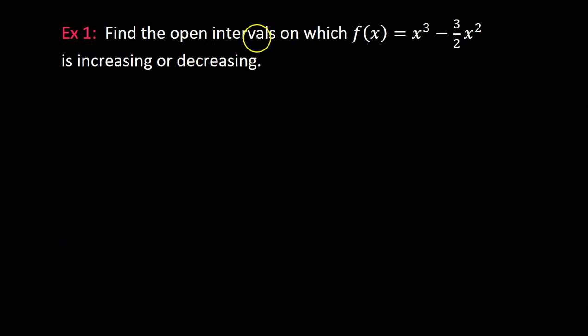Example 1, find the open intervals on which f of x equals x to the third power minus 3 over 2 x squared is increasing or decreasing. So step 1. Step 1 will be to find the critical numbers.